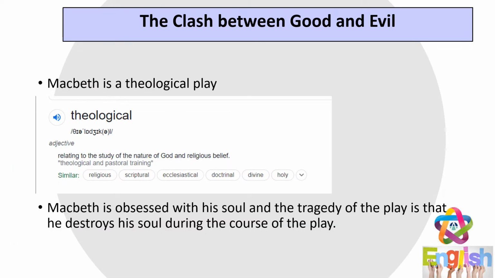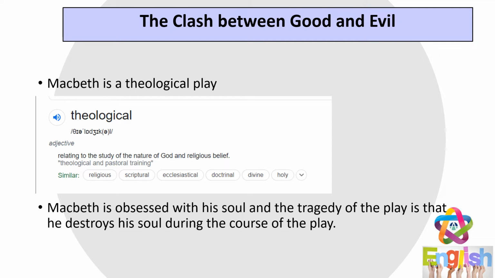So we're going to look at this idea of the clash between good and evil in the play. What's important for you to know is that Macbeth is a theological play. Let's have a look at the etymology of that word. Theological means relating to the study of the nature of God and religious belief. So Macbeth is very much about the nature of God, the nature of heaven and hell, the nature of damning your soul. Macbeth himself is obsessed with his soul, and the reason it is a tragedy is that Macbeth knowingly destroys his soul during the course of the play.